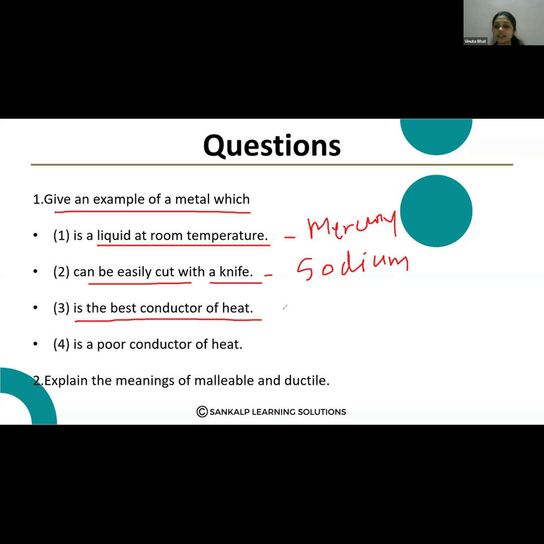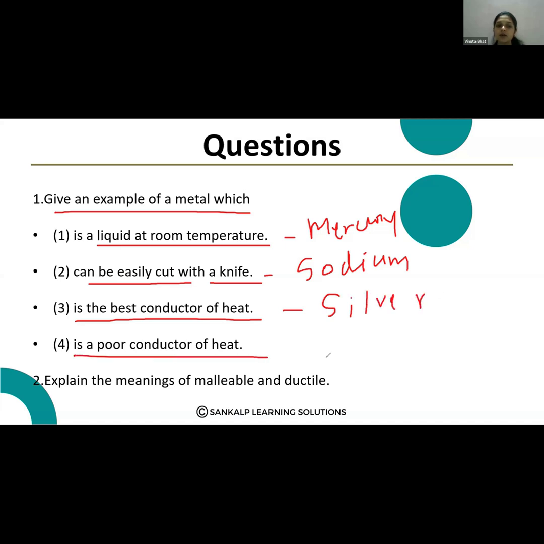Which is the best conductor of heat? Lithium, sodium, potassium. Yes, very good. Next one. Silver. Yes, Vijay Lakshmi, very good. Silver is the good conductor of heat.